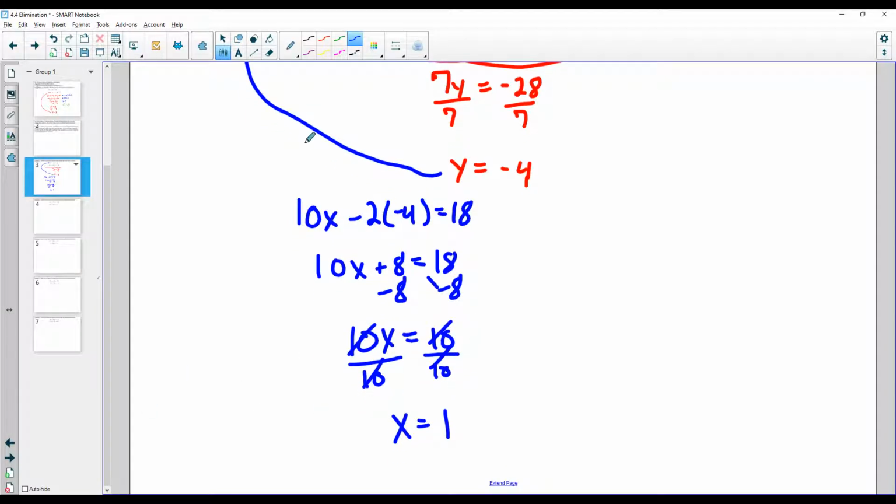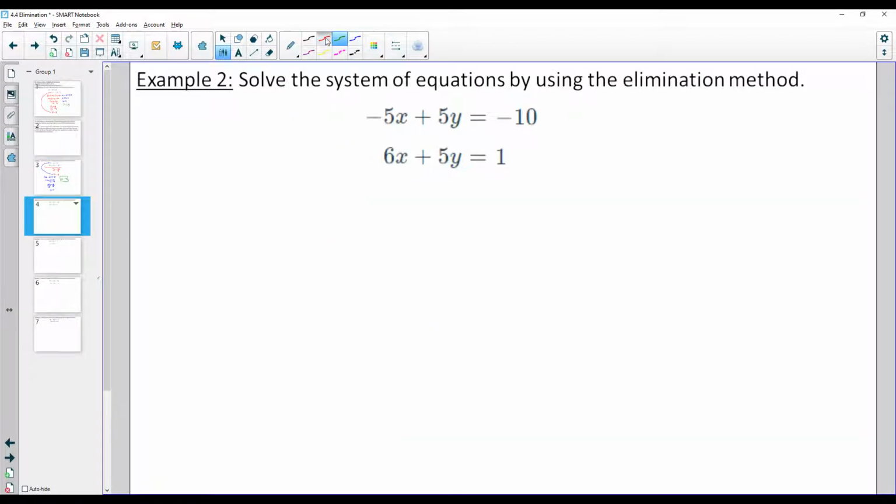And so now, again, our solution is an ordered pair with the x value first, 1, and the y value, -4. So this is our solution.